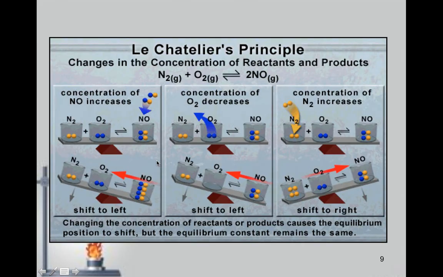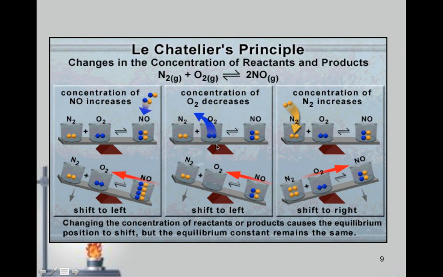So I'm going to first ask you, okay, which direction does the reaction shift if I add more NO? Okay, so that's going to make it unbalanced on this side. It makes this side heavier. So it's going to shift to the left. Okay. And if we shift to the left, that means we're making more of the stuff on the left and we're losing stuff on the right.